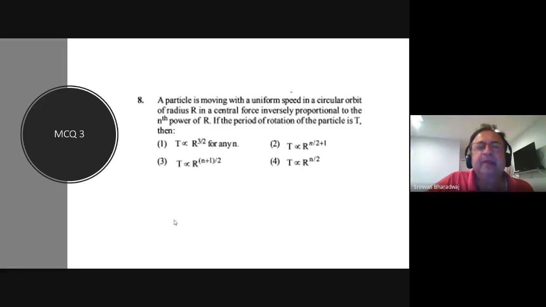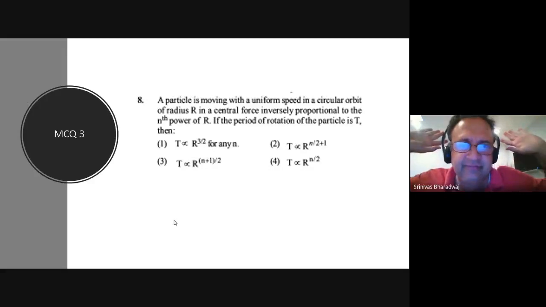So now instead of GMm by r square, you have GMm by r to the power of n. Then you will end up with T square is proportional to r to the power of n plus 1, right? So now if you take the square root of both sides, you will end up with T on the left side is proportional to r to the power of n plus 1 by 2. Option 3. Okay, very simple. All right.